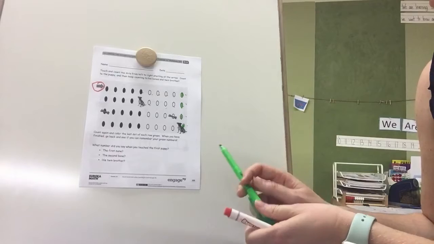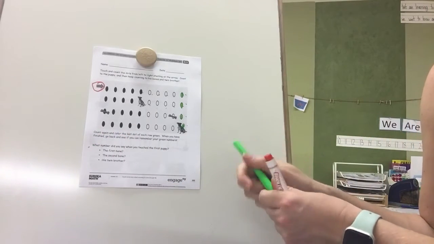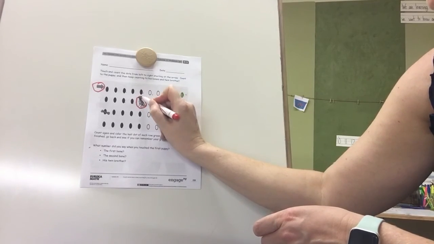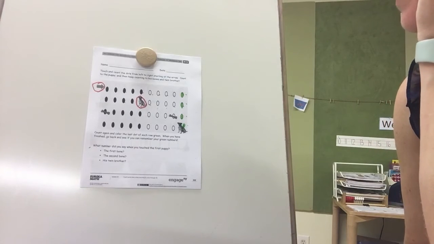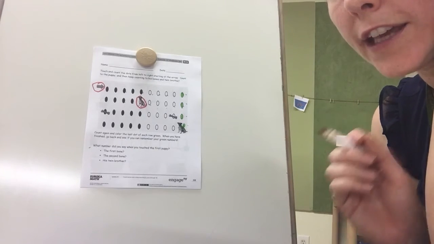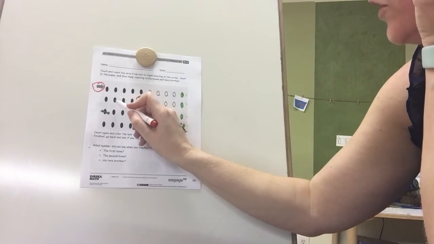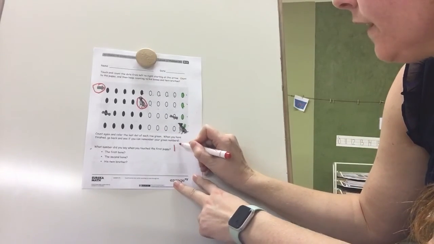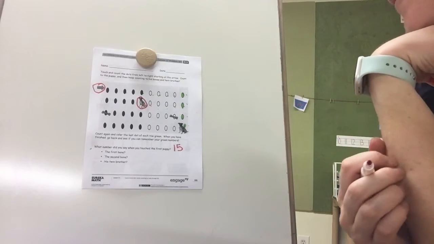What number, I'm down here now, what number did you say when you touched the first puppy? So who remembers what number this puppy was? If you don't remember, that's okay. You just go back and count. And if you want, think of our shortcut. Shortcut 10. 10, 11, 12, 13, 14, 15. So the first puppy is counted on the dot 15.